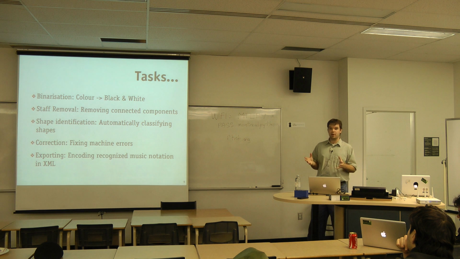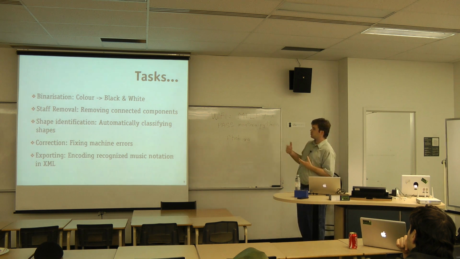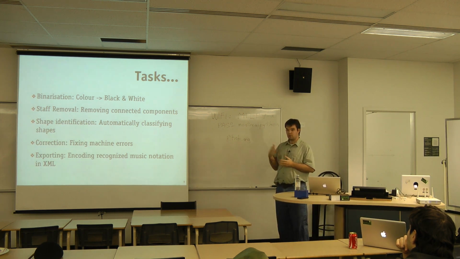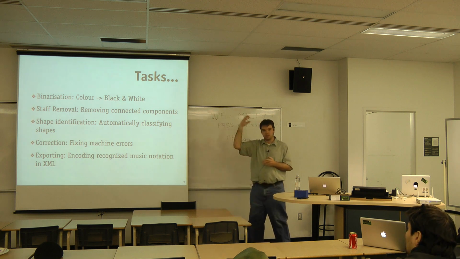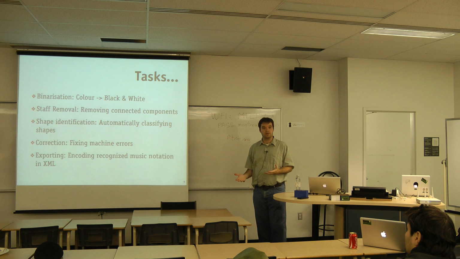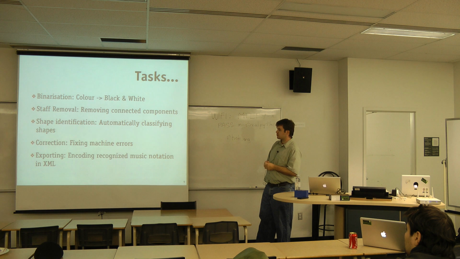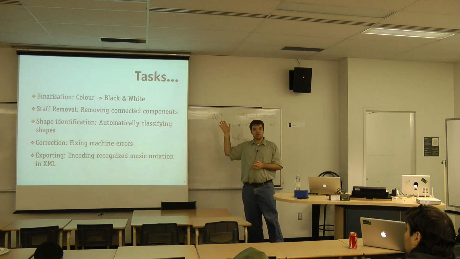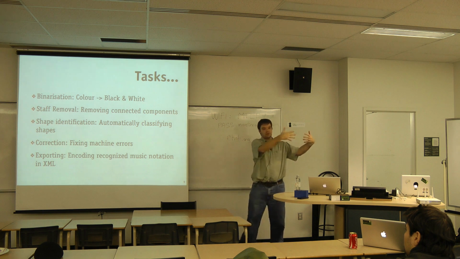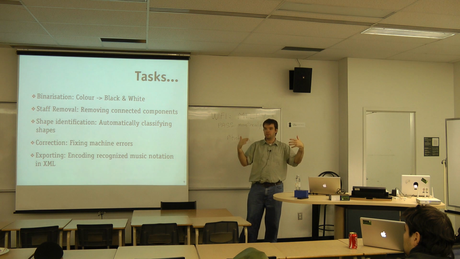So, if you're doing optical music recognition, there are some general tasks, and I'm going to give you a demo, but just as a high level, what we have here is we start with binarization. Usually we get a color image, and we need to turn it into black and white. It makes things a lot easier to process. The next thing we have to do is staff removal. Those are the lines that go across the page that connect everything and tell you where the pitches are.